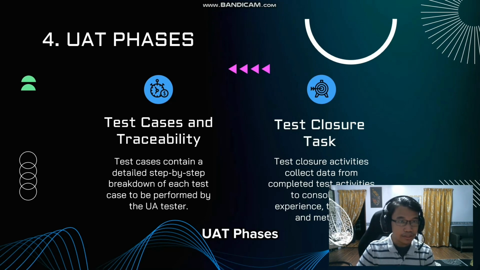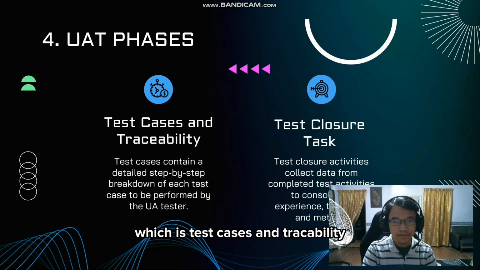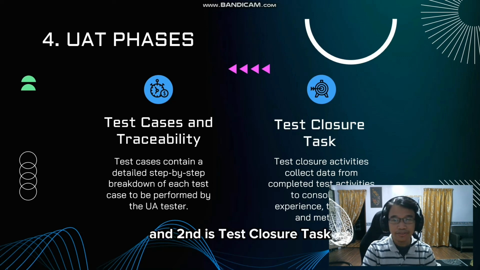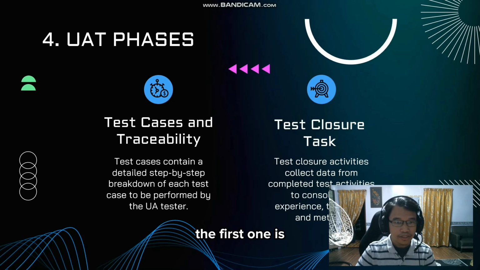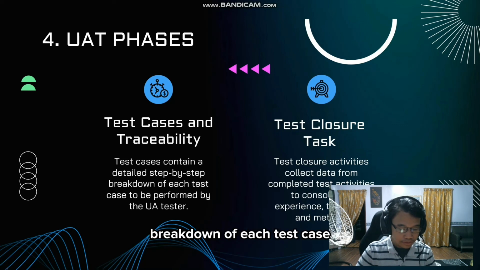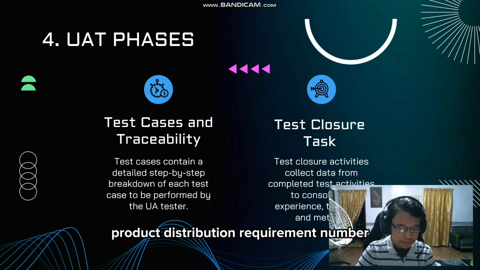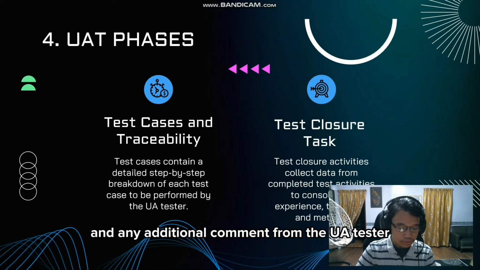Number 4, UAT phases. There are 2 phases, which is test cases and traceability, and second is test closure task. The first one is test cases, which contain a detailed step-by-step breakdown of each test case to be performed by the UA tester. Each script contains test case number, product, test description, requirement number, requester, tester, action to be performed, test data to be utilized, expected result, error description, data tested, and any additional comment from the UA tester.